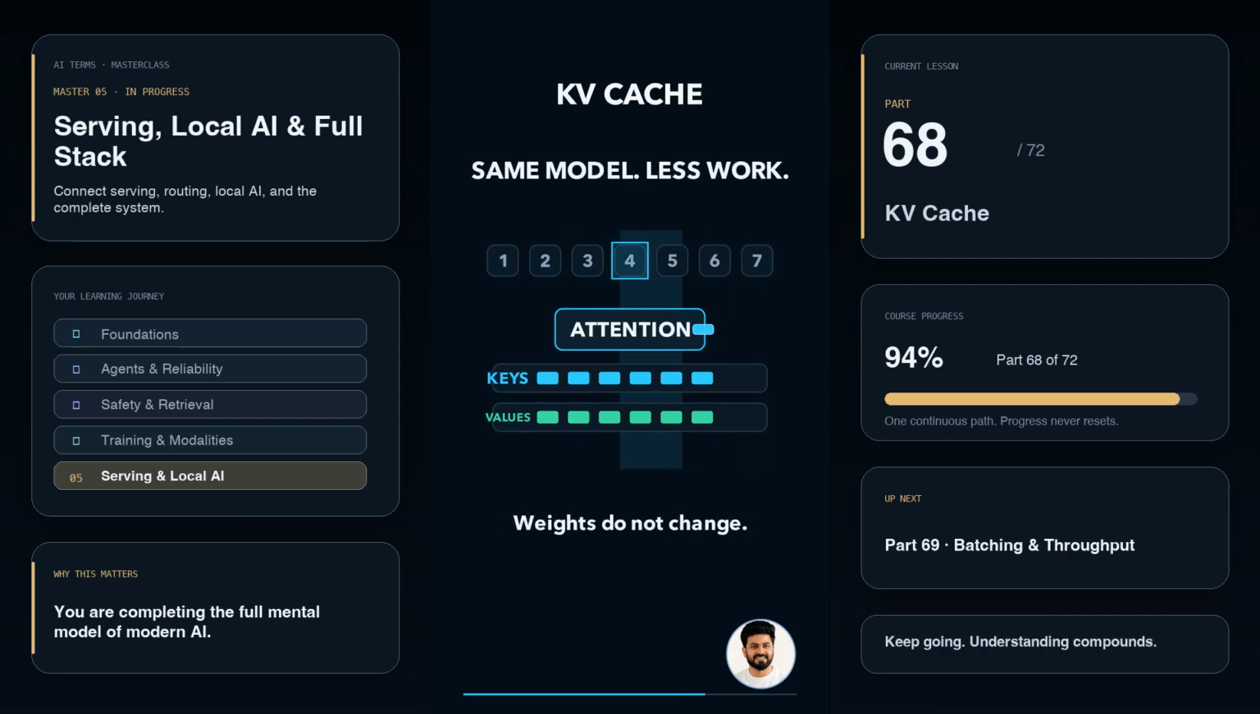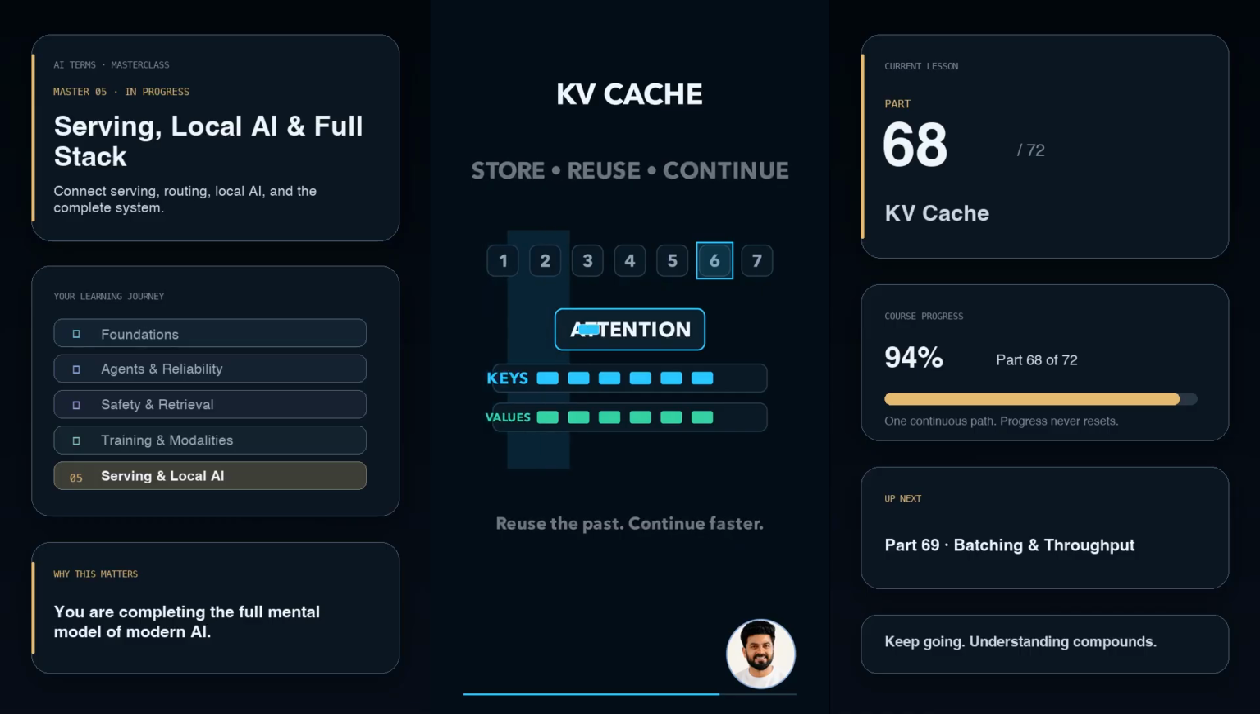The KV cache does not change what the model learned. It avoids repeating work already completed during this generation. That is KV cache. Store attention state, reuse the past, and continue faster.